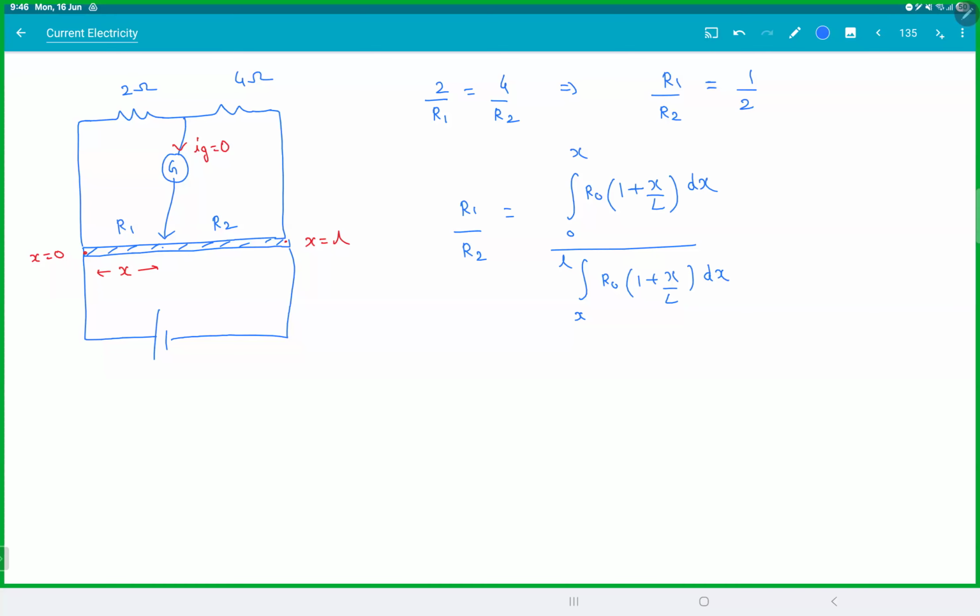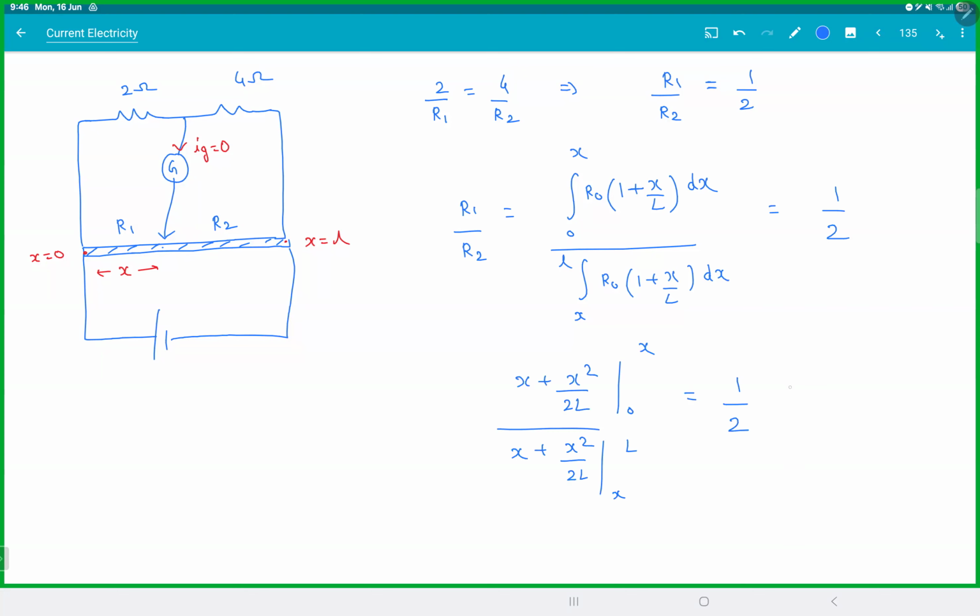What will change is the limits. So R0 into 1 plus x by L into dx will give a small resistance, and all are in series. So you can just integrate them. So this ratio will be half. R0 will cancel. When you integrate this, you'll end up with x plus x square by 2L, with limits from 0 to x, over x plus x square by 2L with limits from x to L, is equal to half.